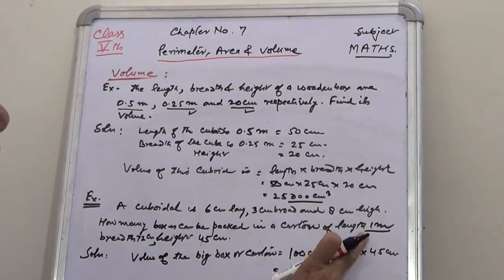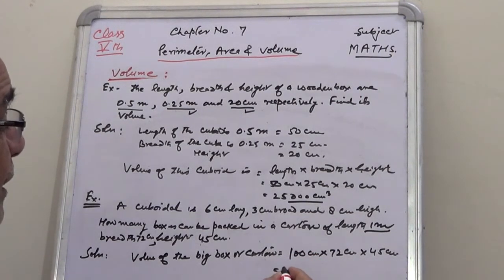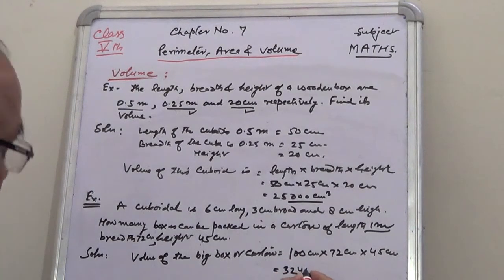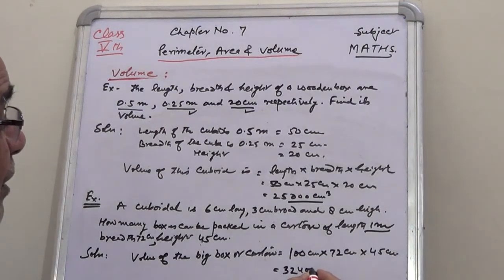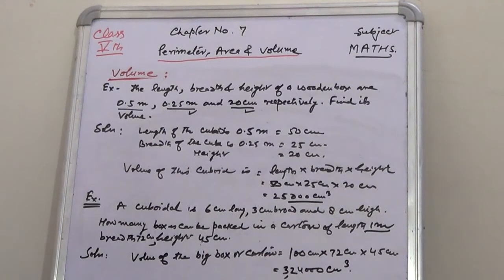Children, we have to convert 1 meter here into centimeters. So I have directly written 100 centimeter in place of 1 meter in this problem. This becomes 3,24,000 centimeter cube, which is its volume.